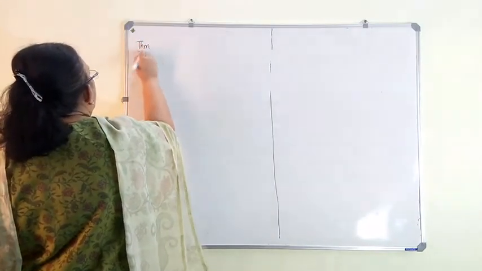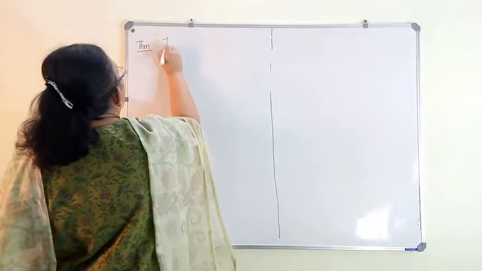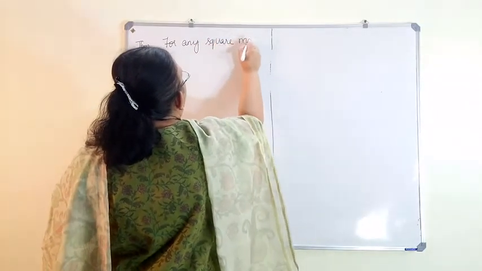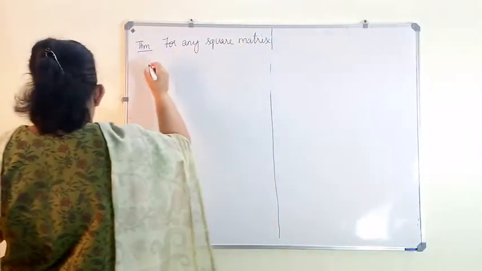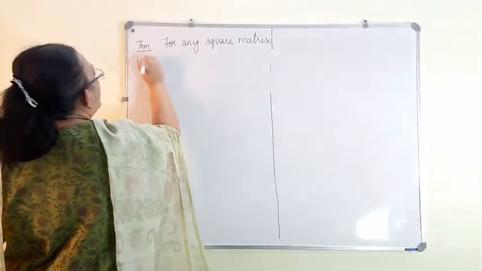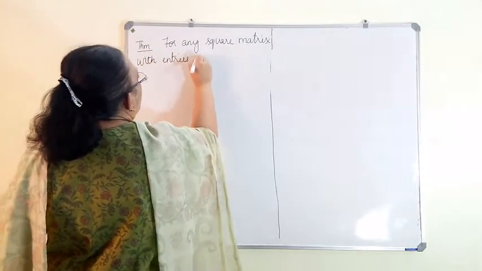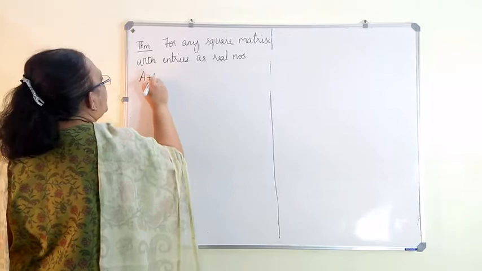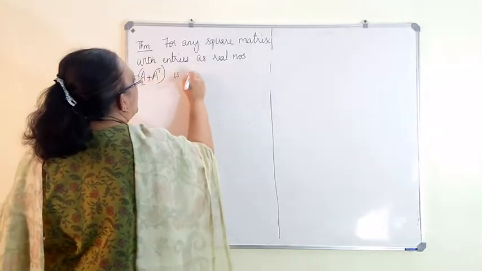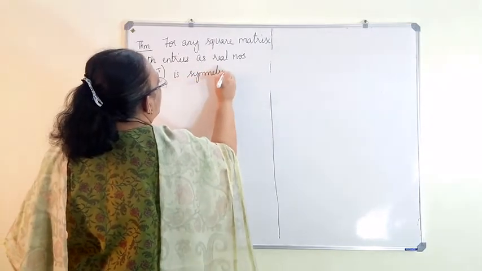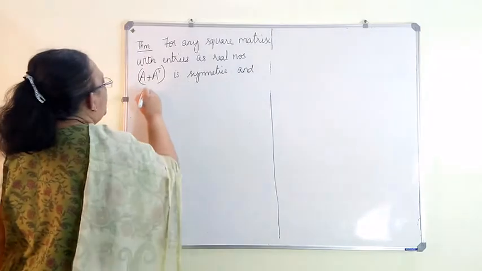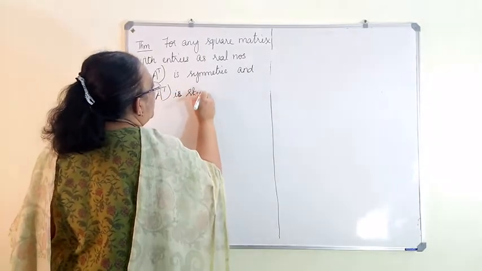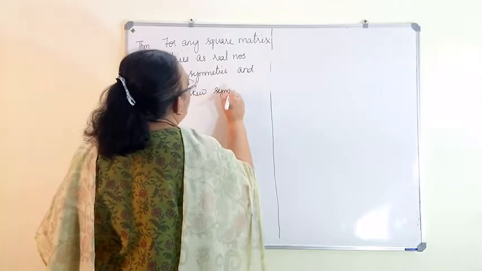Theorem. For any square matrix with entries as real numbers, A plus A transpose is symmetric and A minus A transpose is skew symmetric. It's an important theorem. You get problems based on this.